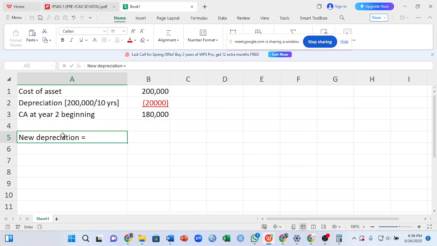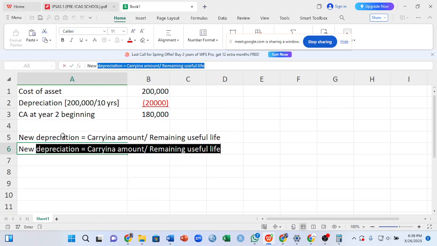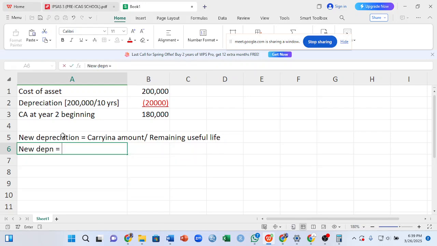And to get a new depreciation, it should just be the current amount that we have at that date, then you divide by the remaining useful life. So in doing that, the new depreciation here will be the current amount. The current amount here we had was 180,000. We'll divide it by the remaining useful life.